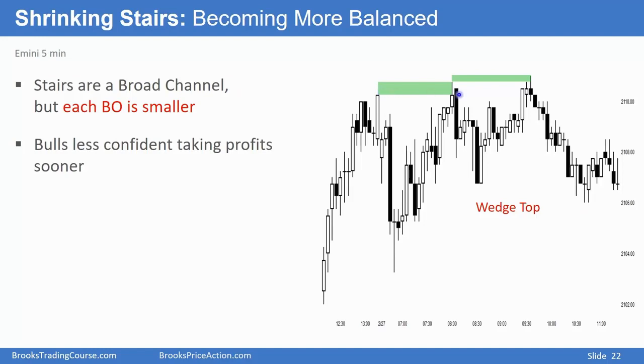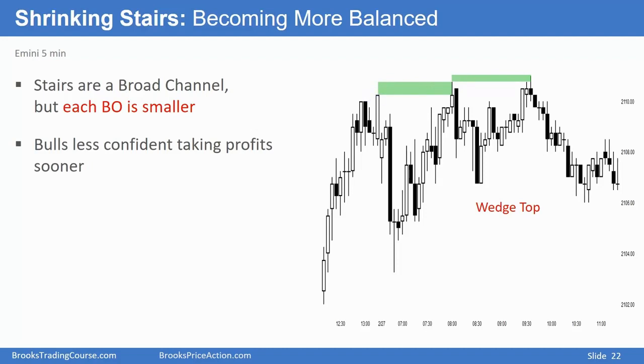Here we have a breakout and a pullback below the breakout. A breakout and a pullback below the breakout. So it's a stairs pattern. But what do you notice about this stairs pattern? The size of this breakout from this high to that high is less than the size of the breakout from this high to that high. So the stairs are shrinking.